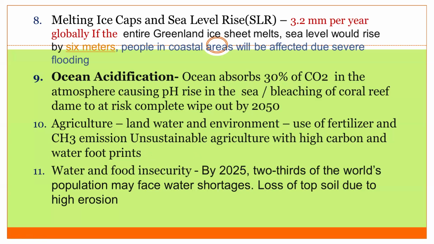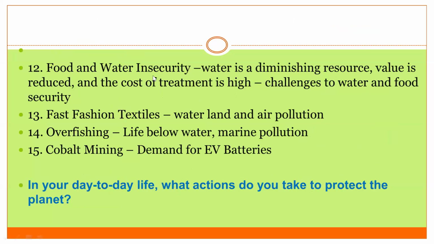Water and food insecurity. Global warming and carbon dioxide emission can impact water and food security. By 2025, two-thirds of the world's population may face water shortage. Loss of topsoil due to high erosion. Food and water insecurity. Water is a diminishing resource, because now when the population grows, the per capita water availability reduces.